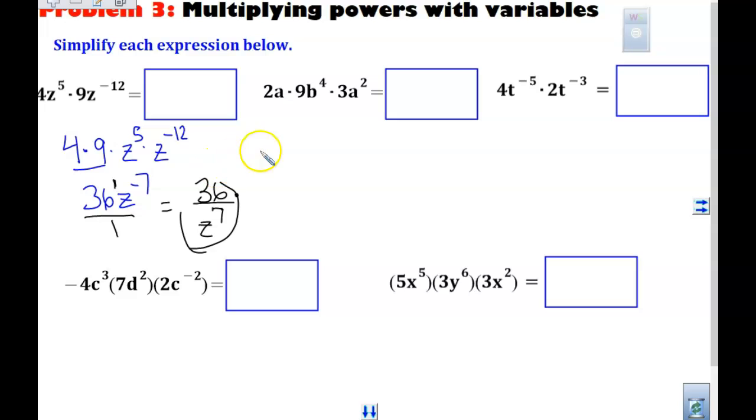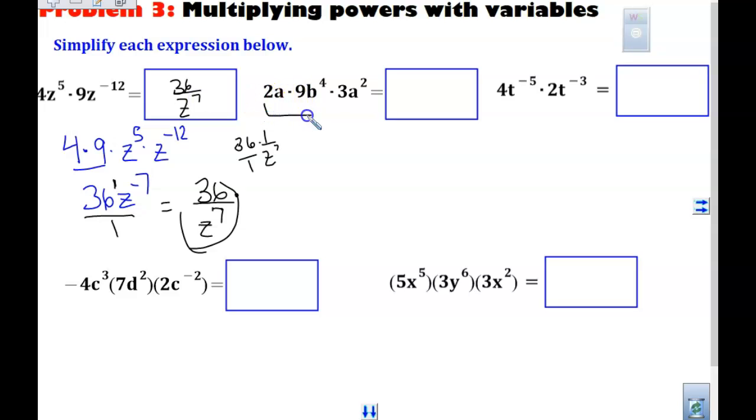I will sometimes have some people tell me, well, could I leave it as 36 times 1 over z to the 7th? Well, yes, but 36 over 1 and like to multiply that, we probably want to leave our answer as 36 over z to the 7th.